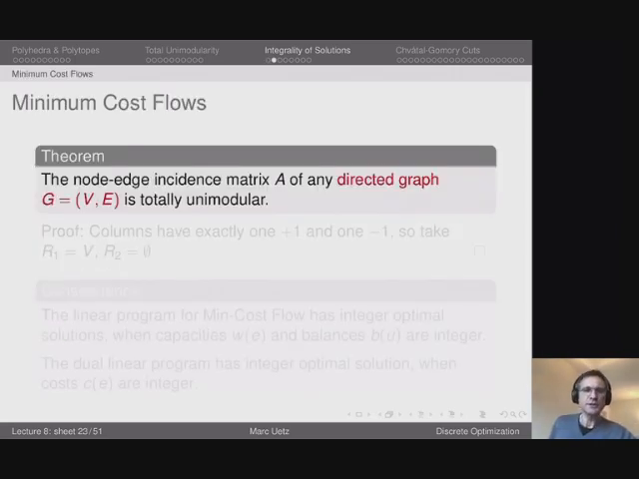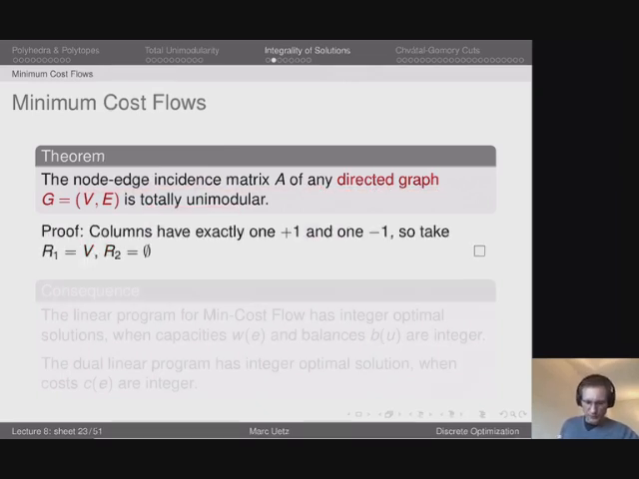So first observation is, if we talk about directed graphs, then as a matter of fact, the node edge incidence matrix A of any directed graph is totally unimodular. And as a proof, well, in the node edge incidence matrix of a graph, we have exactly one +1 and one -1 for each of the edges of the graph, right? So the tail and the head of the edge.